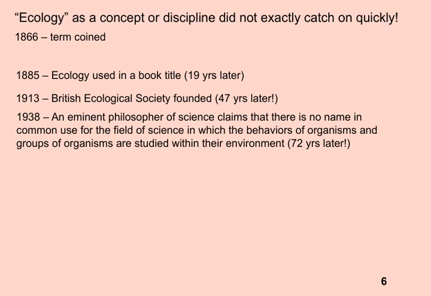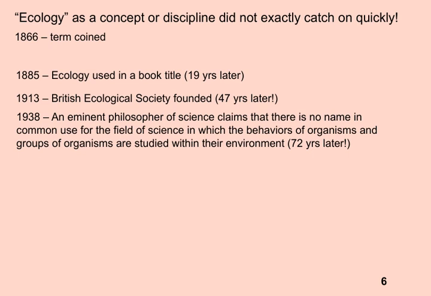Interestingly, the concept or discipline of ecology didn't really take off immediately. The term itself was actually coined back in 1866, which is quite a while ago. But even then, it took nearly 2 decades before the word started appearing in a broader context, like in a book title in 1885. So it was slowly gaining recognition. Then, in 1913, the British Ecological Society was founded, marking a significant milestone, about 47 years after the term was first introduced. It shows how long it can take for a new scientific field to establish itself.